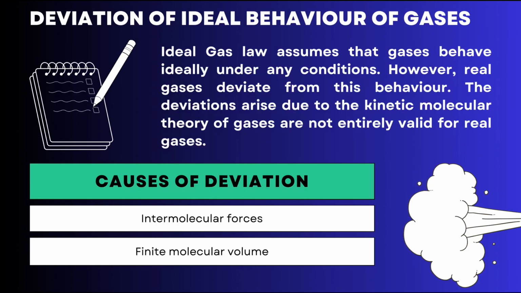Now, deviation of ideal behavior of gases. The ideal gas law assumes that gases behave ideally under any conditions. However, real gases deviate from this behavior. The deviations arise because the kinetic molecular theory of gases is not entirely valid for real gases. So there are two causes that cause the ideal behavior of gases to deviate, which are intermolecular forces and finite molecular volume. Now, finite molecular volume means a volume that is limited.